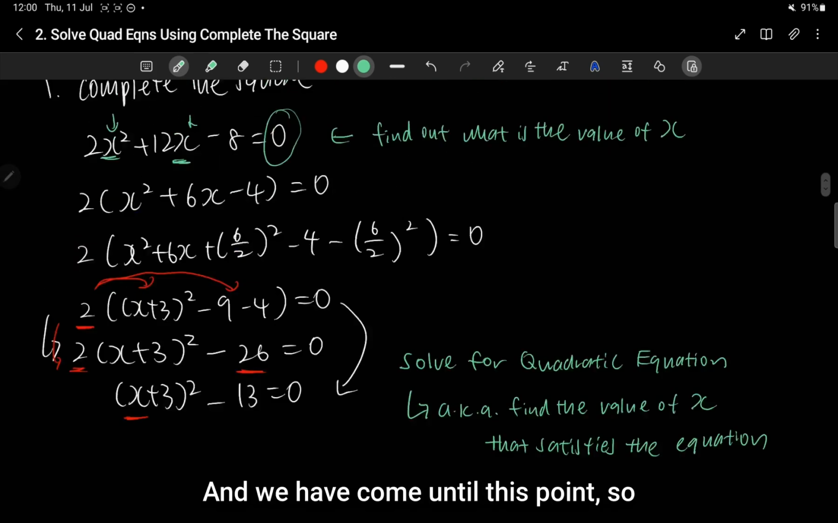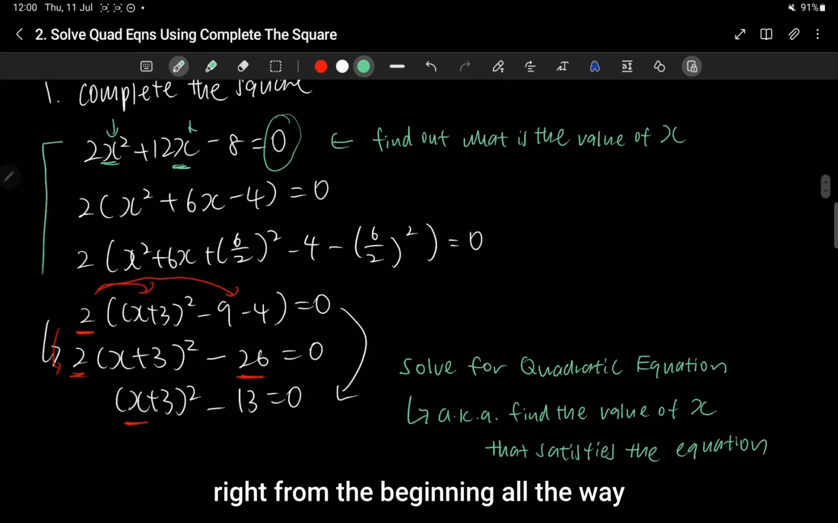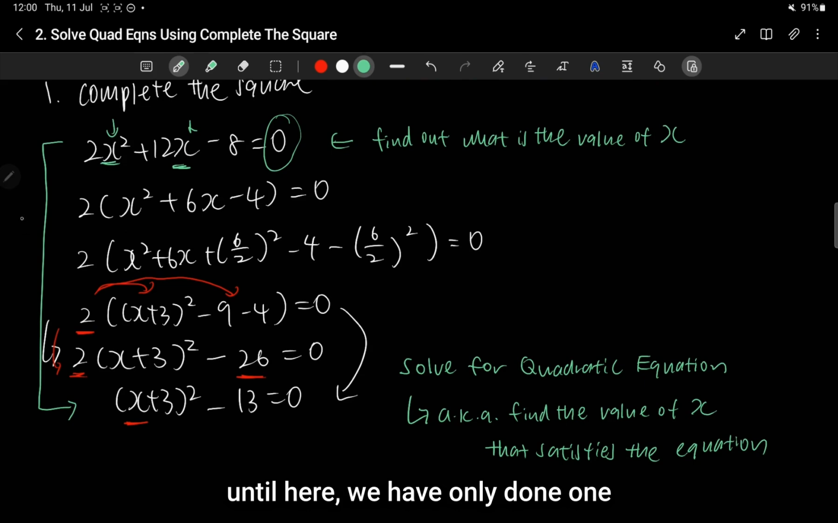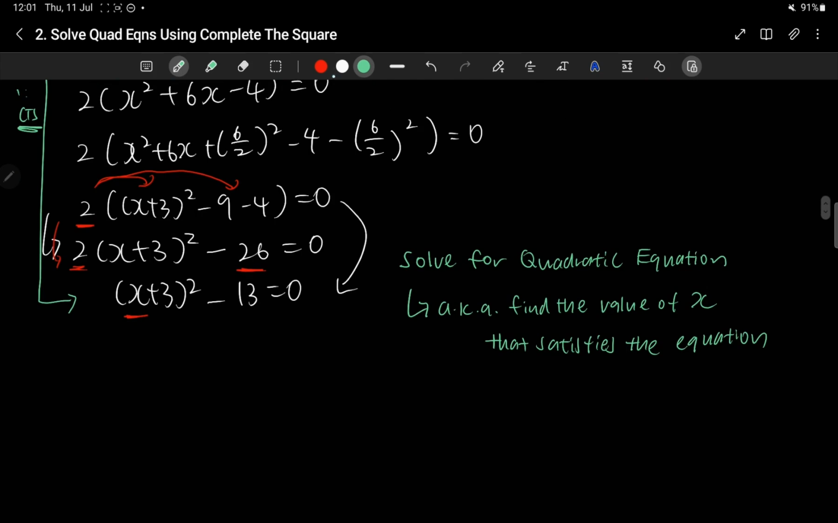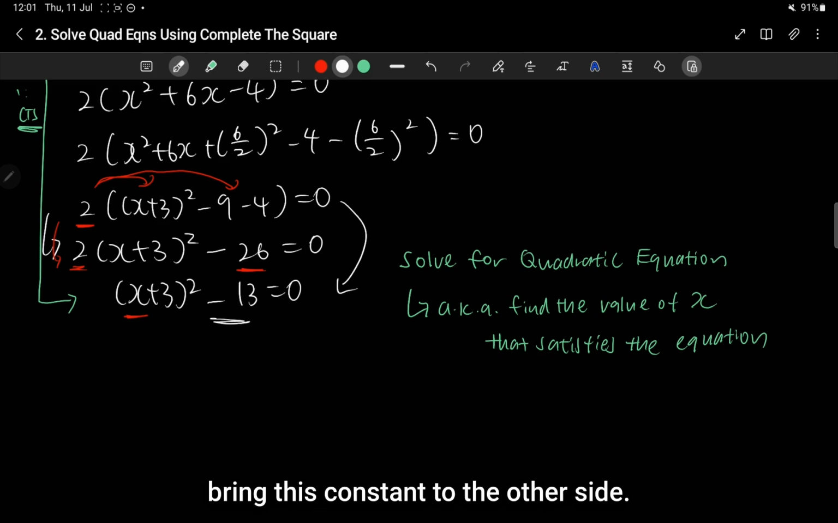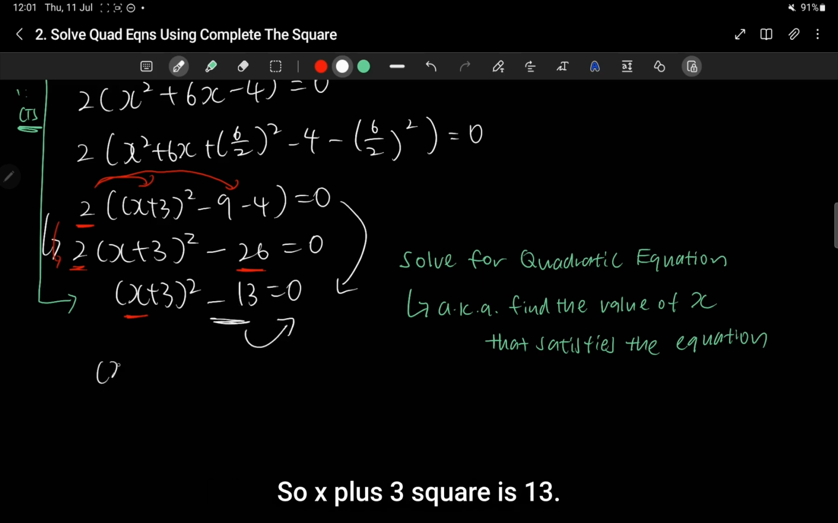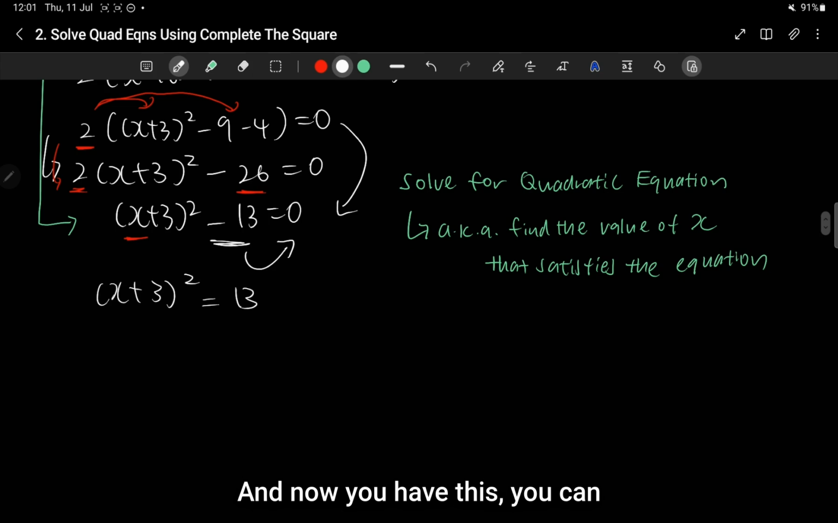And we have come until this point. So right from the beginning all the way until here, we have only done one thing, which is to complete the square. That's all we have done so far. So what's next? The next thing to do would be to bring this constant to the other side. So (x plus 3) squared is 13. And now you have this, you can essentially solve for x.